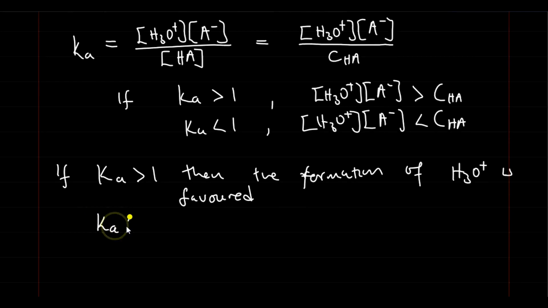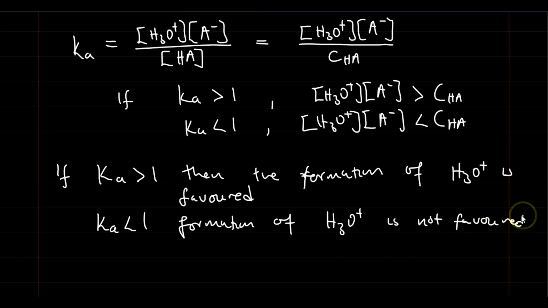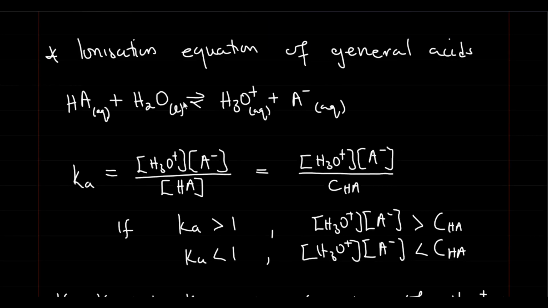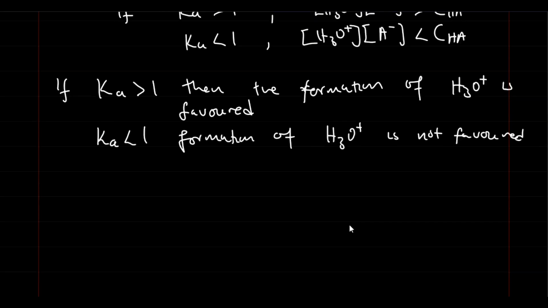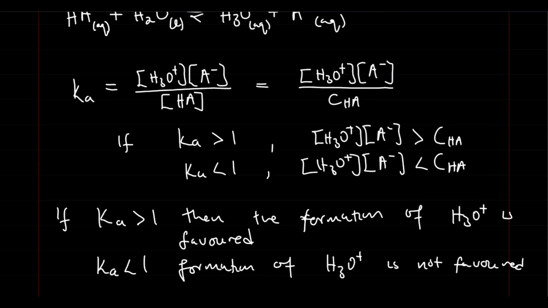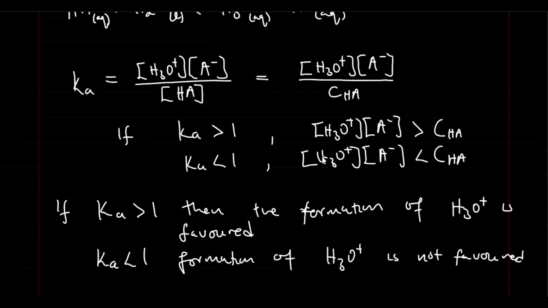And then Ka less than 1, formation of hydronium is not favored. So you know from Le Chatelier's principle and the equilibrium constant that when the Kc value is greater than 1, the reaction favors the products, and when it's less than 1, it favors the reactants. Okay, but how will we apply this Ka value? Because we are not going to ask you to come up with the expression or calculate the expression.